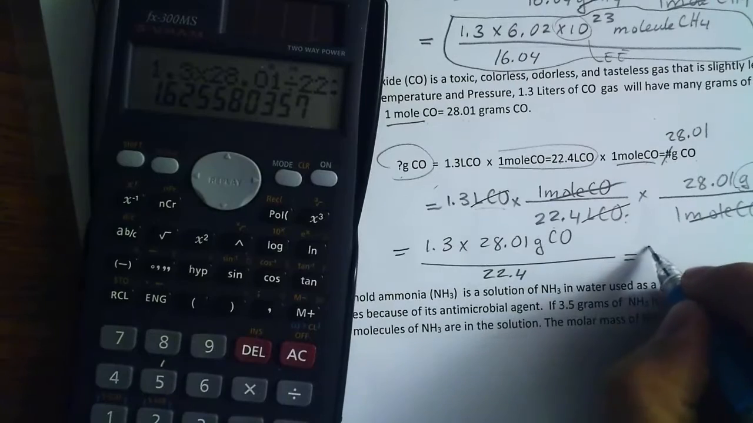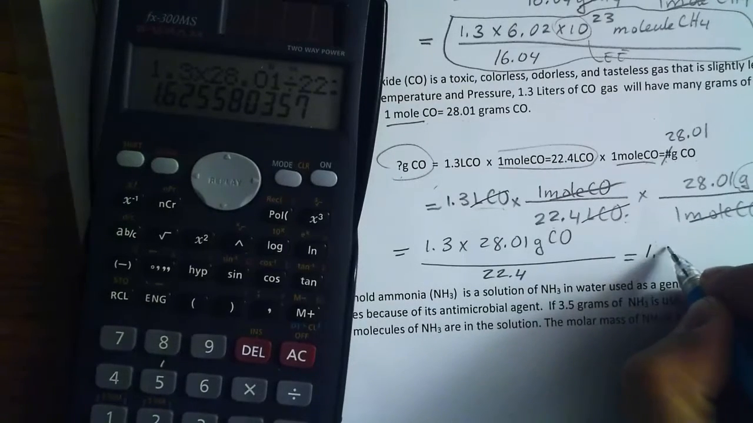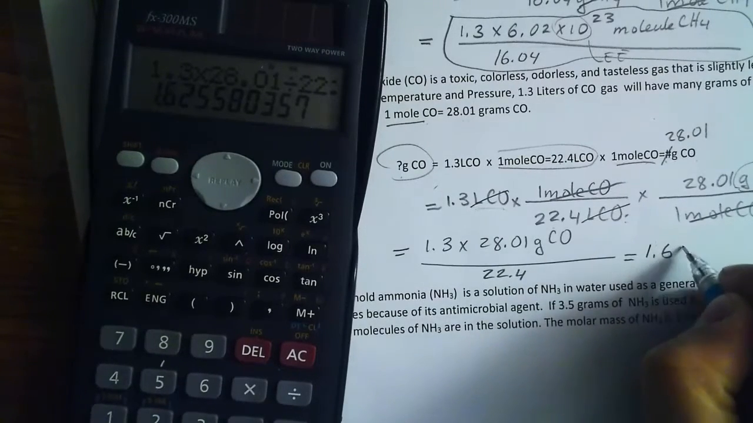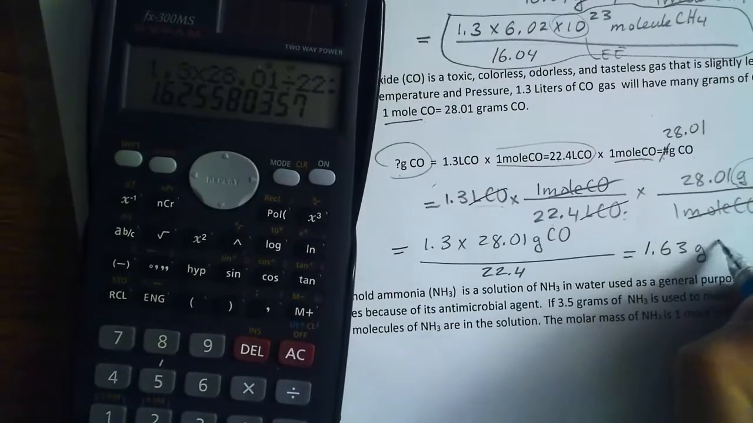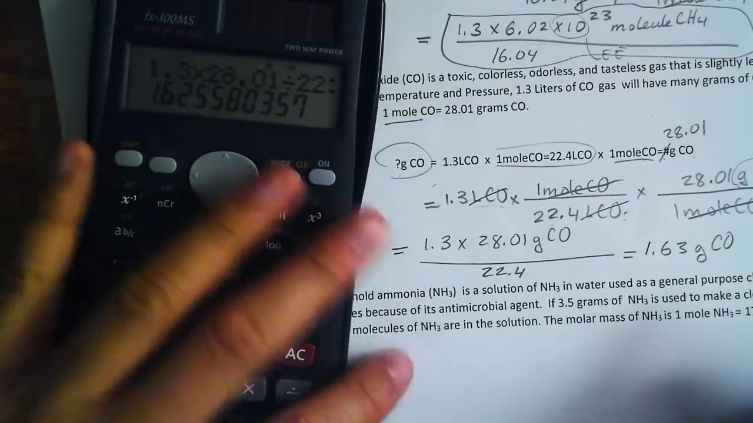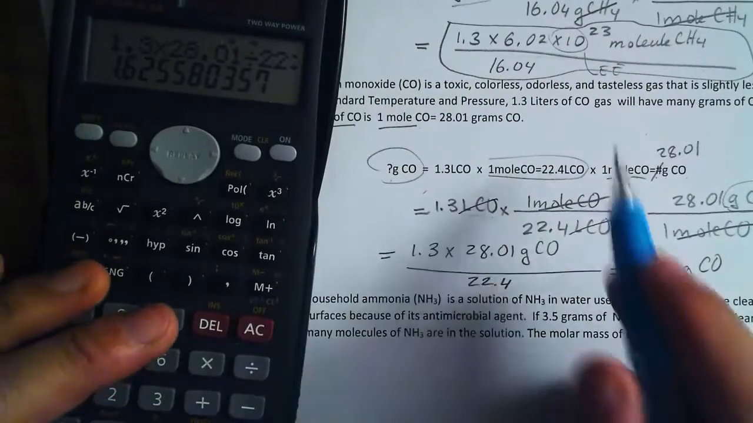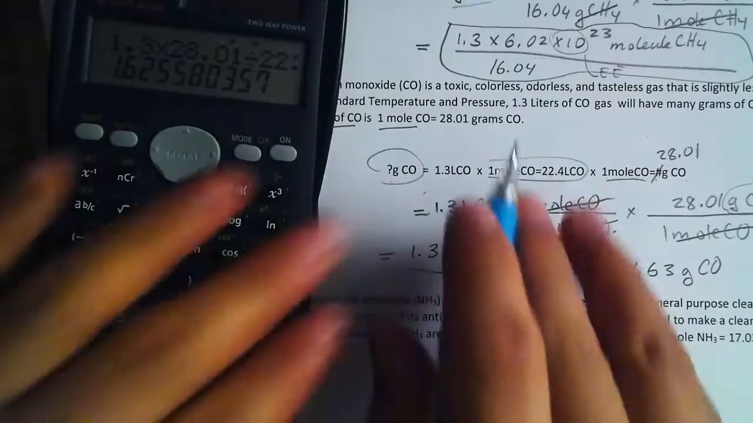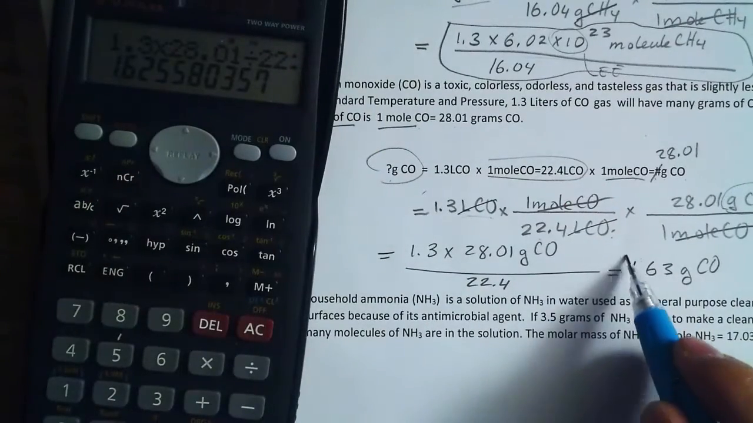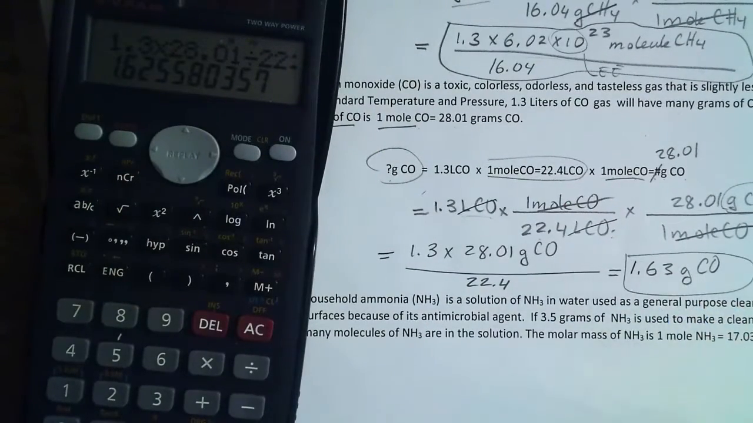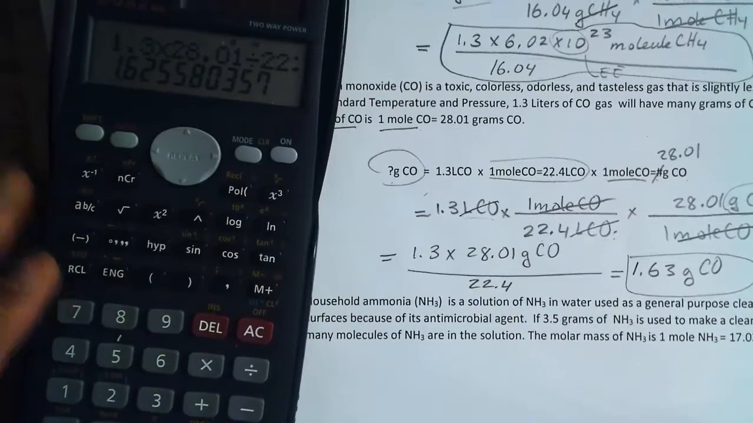So we have 6.63 grams of CO. So if we have 1.3 liters of, in this case, carbon monoxide, within that 1.3 liters there will be 1.63 grams of carbon monoxide. And that is our answer. Isn't that nice?